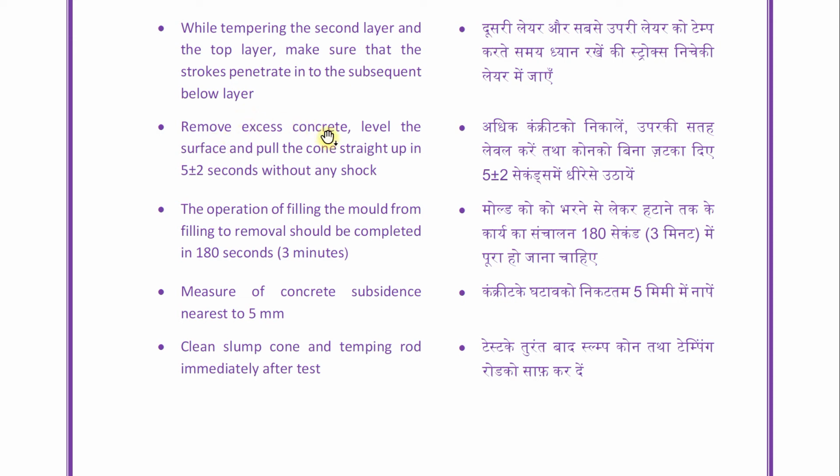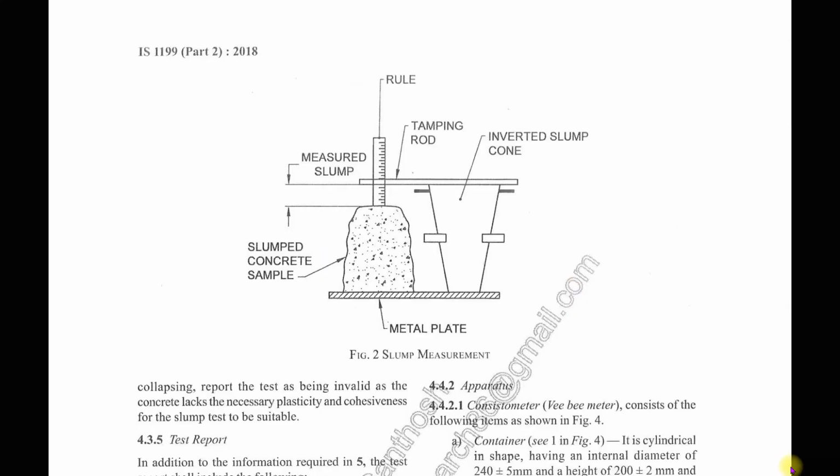And we need to remove the excess concrete, level the surface, and pull the cone up in 5 plus or minus 2 seconds without any shock. The operation from filling the mold to removal should be completed within 180 seconds, that is, only 3 minutes is allowed. We should measure the concrete subsidence to the nearest 5 mm, and we should clean the slump cone and tamping rod immediately after the test.